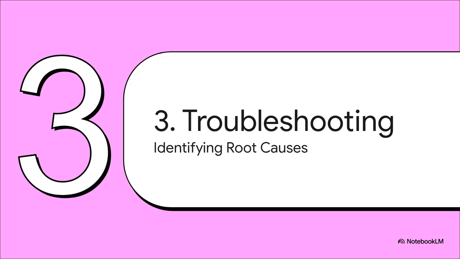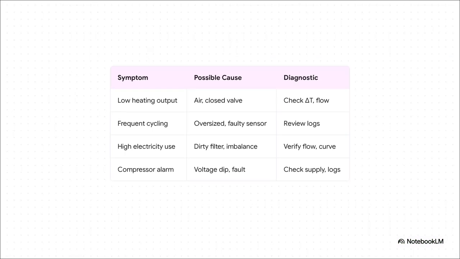Operational faults in heat pump systems typically originate in one of 3 domains: hydraulic, electrical, or control logic. Rapid and accurate root cause analysis is necessary to minimize system downtime. This guide links common symptoms to potential causes and diagnostic steps.